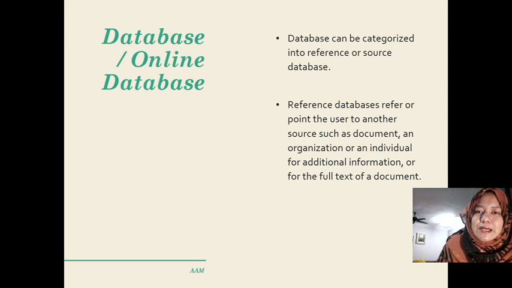So databases can be categorized into reference or source databases. A reference database refers or points the user to another source such as a document, an organization, or an individual for additional information, or for the full text of the information. Certain databases can just refer you to the abstract because that organization was not subscribed to that particular article, for example. But you can know this article is suitable for your needs, so you have to read the abstract first. Or certain articles that have already been subscribed by the library or information agencies, you can access the full text of the article itself.